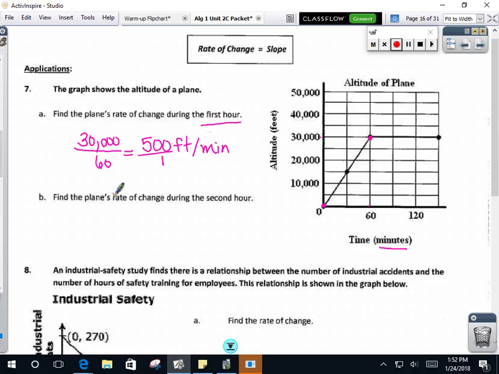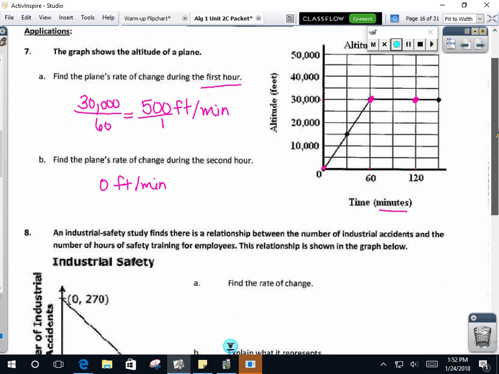Okay, now they want you to find the plane's rate of change during the second hour. So for the second hour, don't we focus in on what the graph's doing between 60 and 120? So from here to here? Right. Because you know how when you get on a plane, first you take off and it goes up for a while, but then once it reaches so many feet in the air, it levels out and stays there until it's time to descend. So this one would be 0 feet per minute because it has reached its maximum altitude and it's staying there until it's time to go back down.